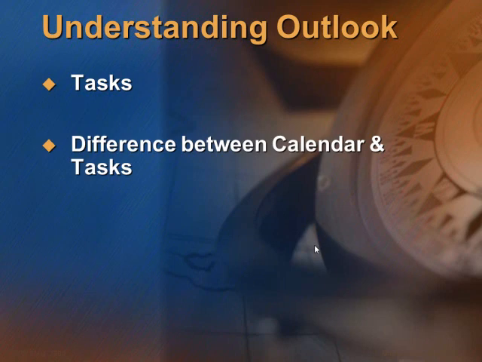Tasks. What are tasks? Tasks are nothing but your to-do list. We shall examine tasks in more detail shortly. Okay, so what's the difference between a calendar and a task? Tasks have a date, time, reminder. Even calendars have date, time and reminder.